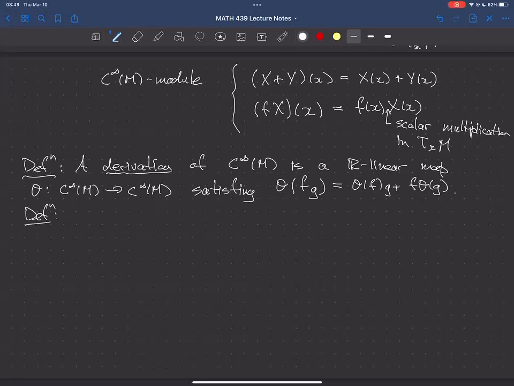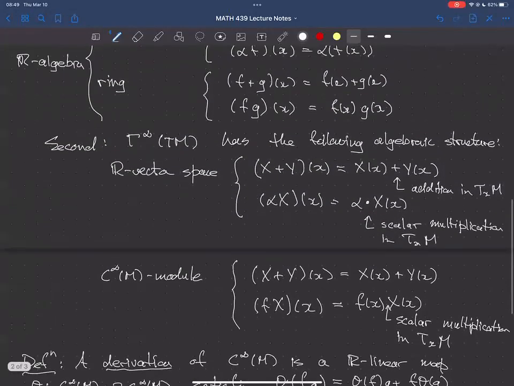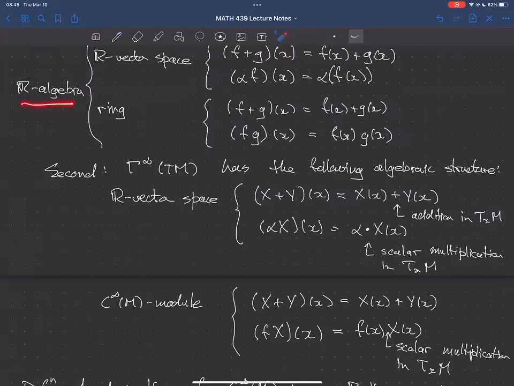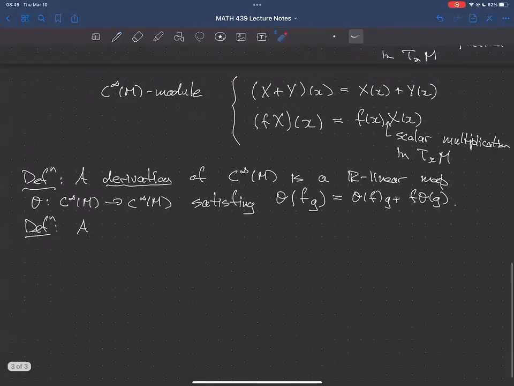So that's the notion of a derivation. And there's a more specific thing that you can define. That idea of a derivation can be applied to any algebra. So I could replace C infinity of M with any algebra, and this definition makes sense. This definition is specific to functions.